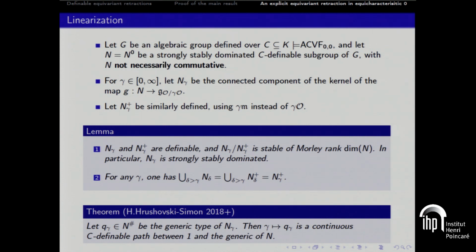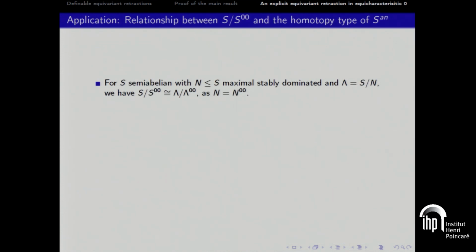Now to finish, I want to give an application, the relationship between the quotient S mod S00 and the homotopy type of Berkovich space. So now at first, let S be semiabelian with N the maximal stably dominated subgroup and lambda the quotient I said. Since N is equal to N00, I said it because it's connected, the quotients are the same if I compute it on the lambda side or on the S side. It means the complications coming from the G00 construction entirely lie in the O-minimal world, as do the topological complications.